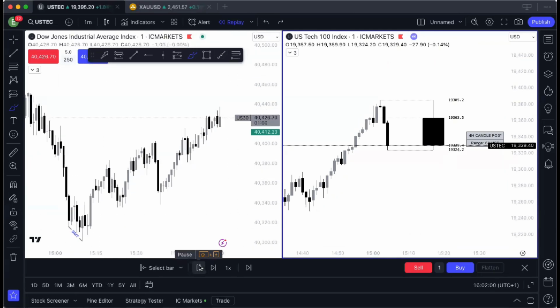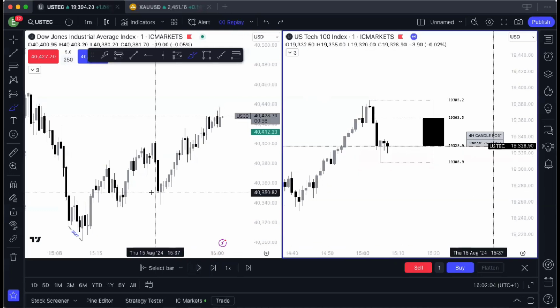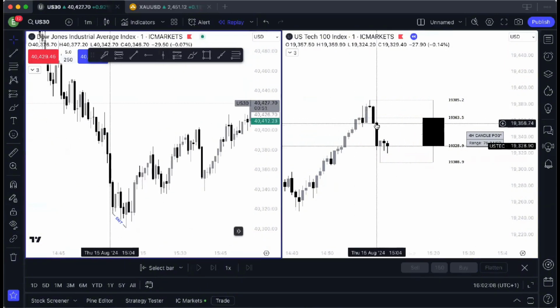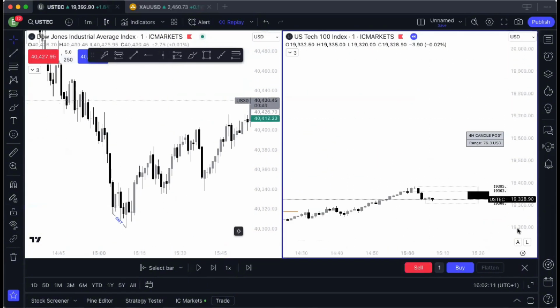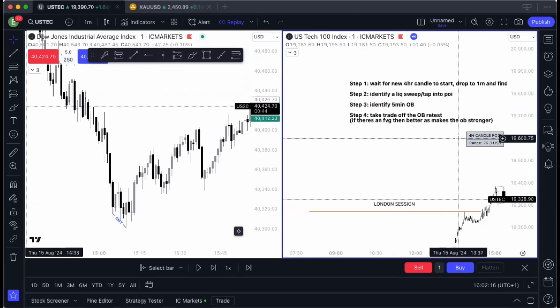As we play along the charts, we are going to see. I'm in the 1 minute time frame. If we go to the steps again, I drop to the 1 minute and I find SMT.